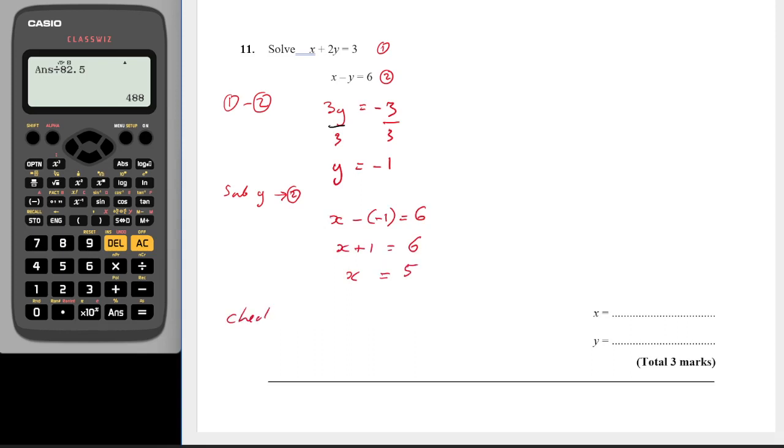I'm just going to do a quick check with the one that I didn't use. So check with equation 1. So x, that's 5, minus 2 is equal to 3. So I know that I've got that right. So x is 5 and y is minus 1. There we go.